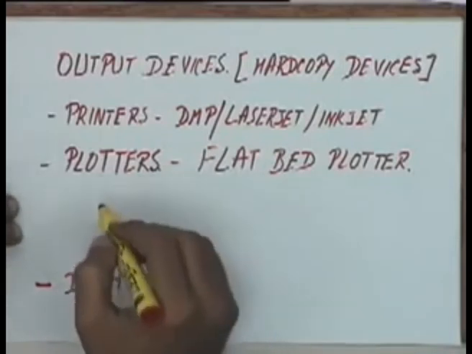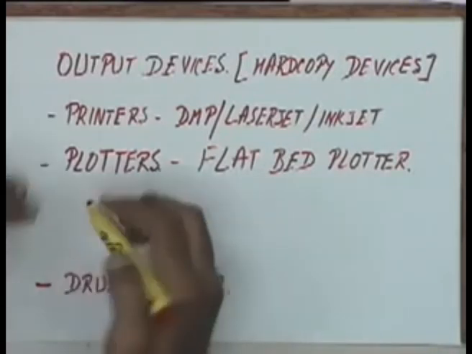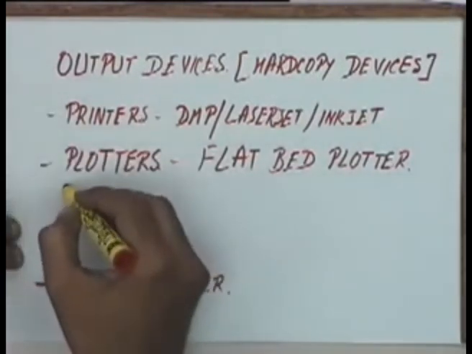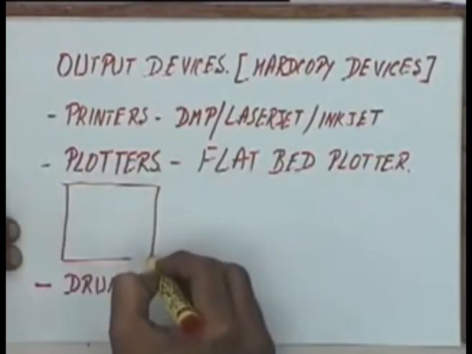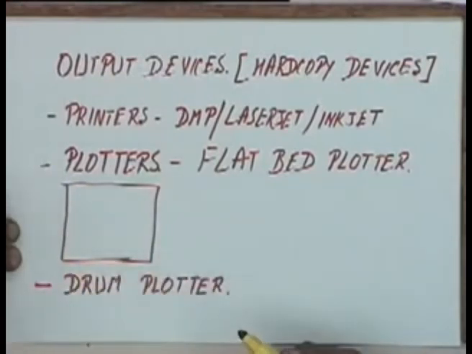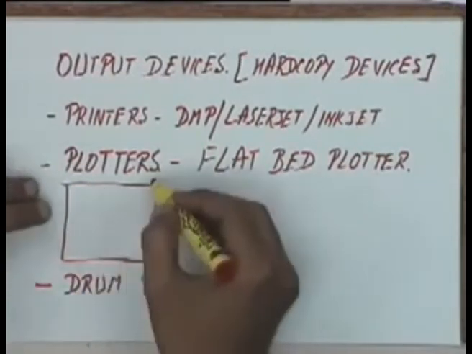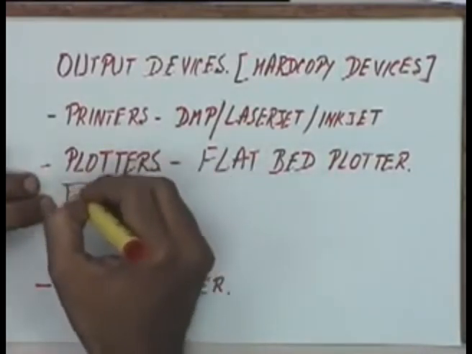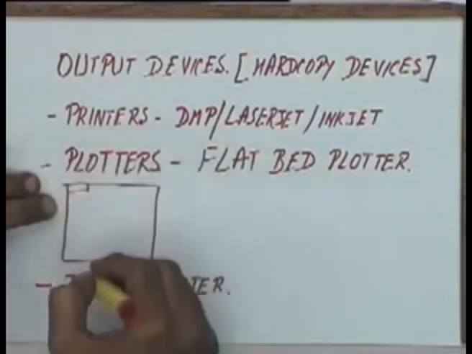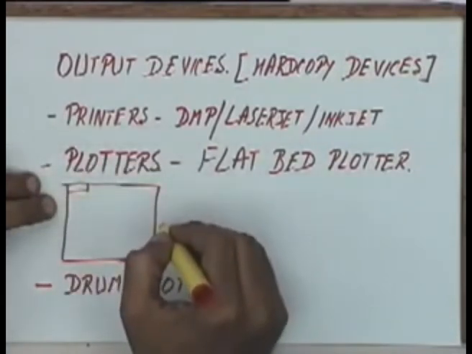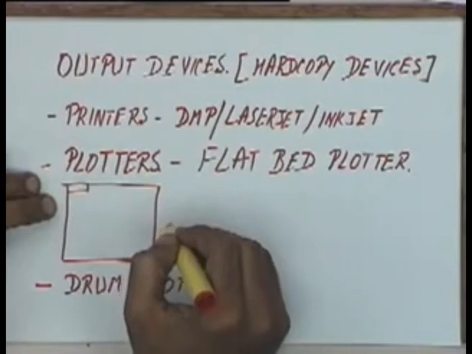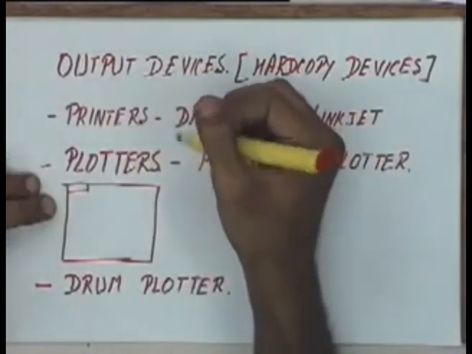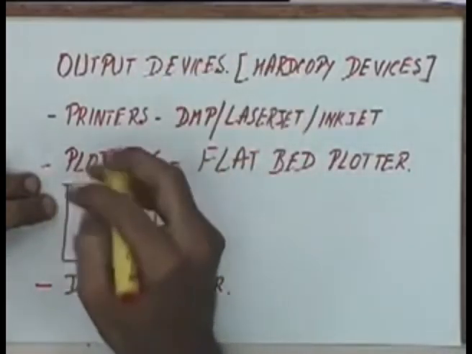In a flatbed plotter, let us say we have a table, and on the table we fix a sheet of paper. Now on this sheet of paper we will have a set of pens. Let's say the pens are mounted on a corner. The pens can move in the x and the y directions. The pens will be mounted on maybe a carriage or something like that, and they can move in the x and the y direction. The paper is fixed.